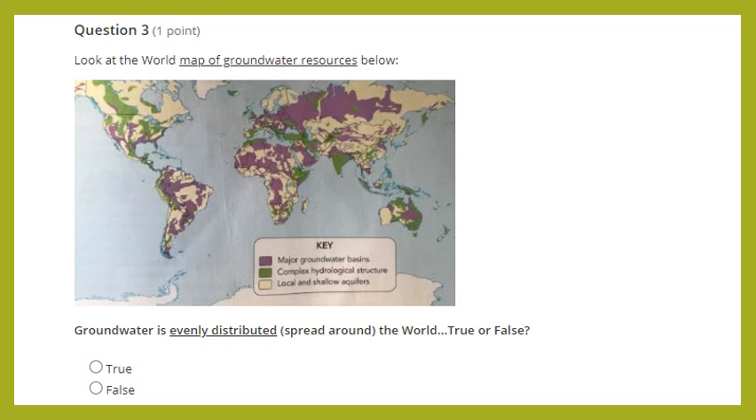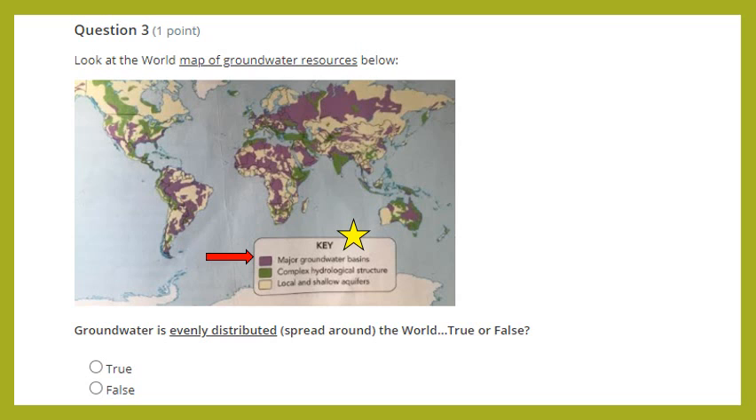Question 3. Look at the world map of groundwater resources below. Okay, so I got a map. First thing I should look at is the key. And remember, a key gives you information. And let me read that key to you.